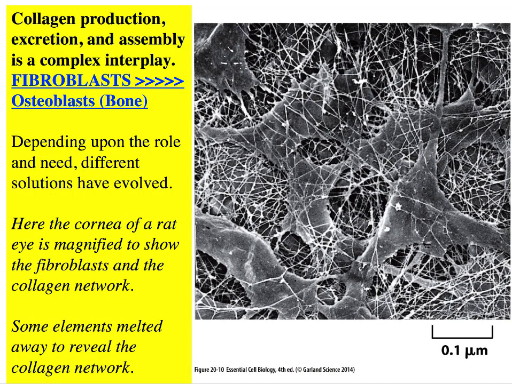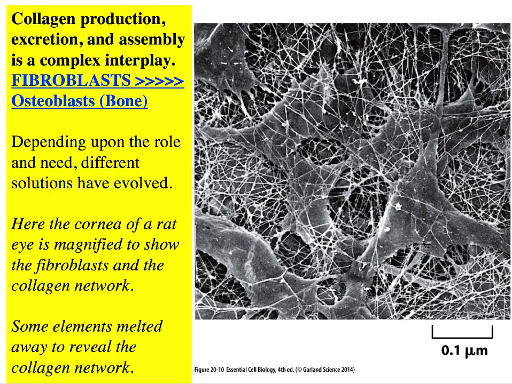The collagen is laid down by fibroblasts in most tissues, except that their name is osteoblasts inside bone, as indicated here. So depending upon the role and the need, different solutions have evolved for laying down the structure of the collagen and its associated proteins and sugars.